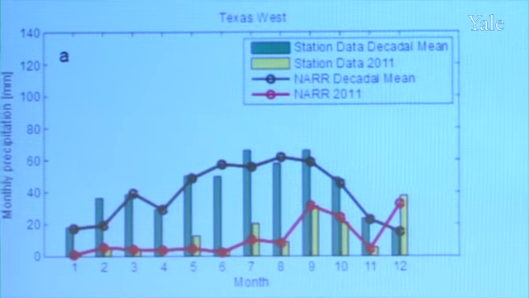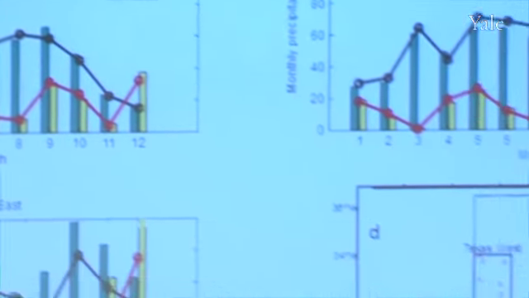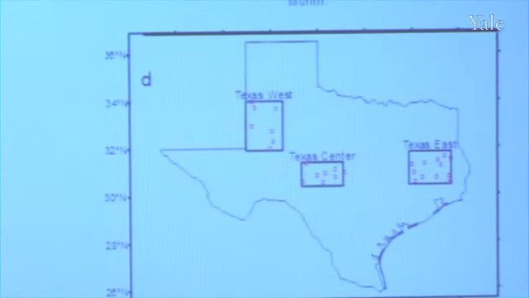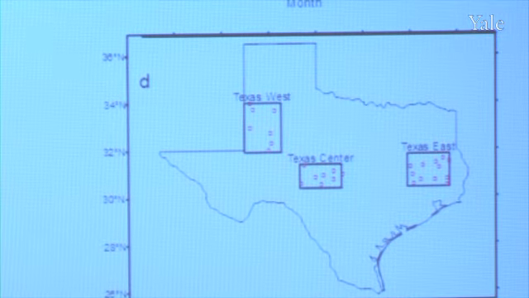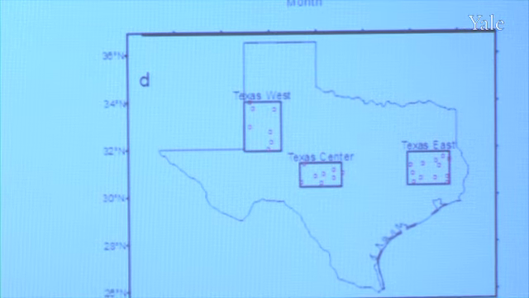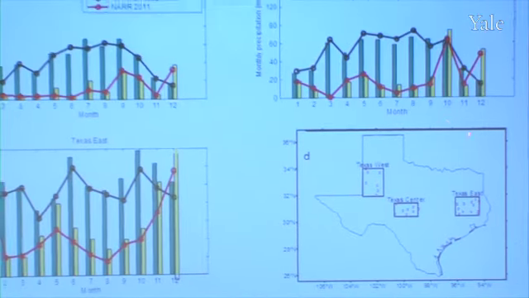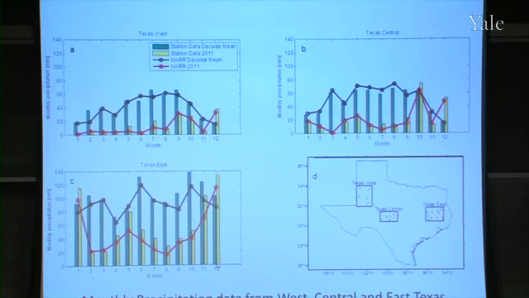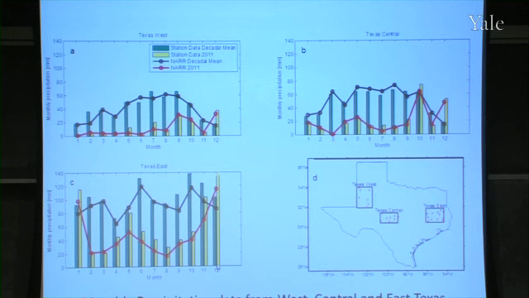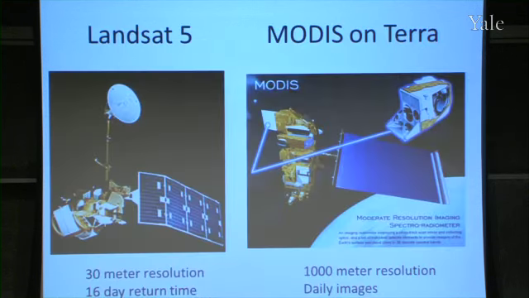The same thing could be said for Central and East Texas, perhaps not as dry as West Texas, relatively speaking, but still 1/4 to 1/3 the precipitation. So an extremely strong drought in all 3 of these climate zones across Texas.